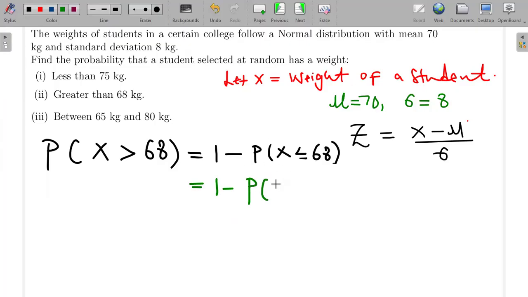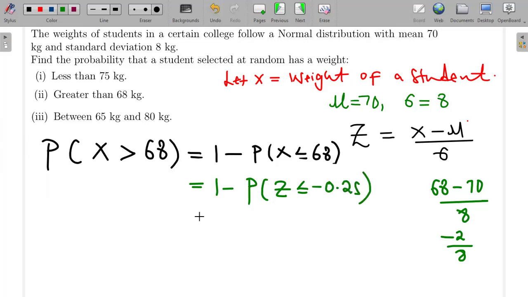When I standardize the X, I get Z. What happens when I standardize this? It will be 68 minus the mean 70, divided by 8. So I get minus 2 over 8, which gives me minus 0.25. Here it depends on the tables that you have. If you don't have the negative z-score table, then you would need to convert this into a positive z-score. But if you have it, then you can just use it directly.